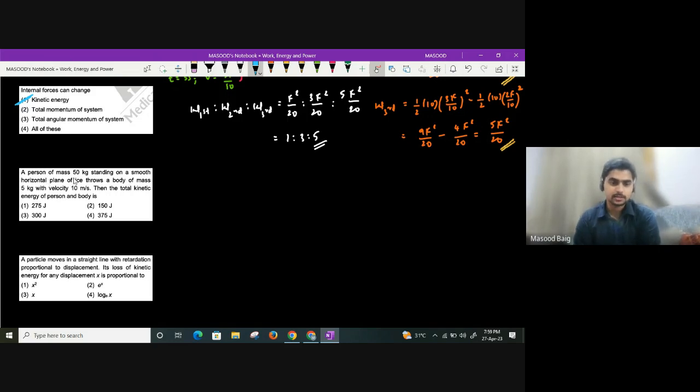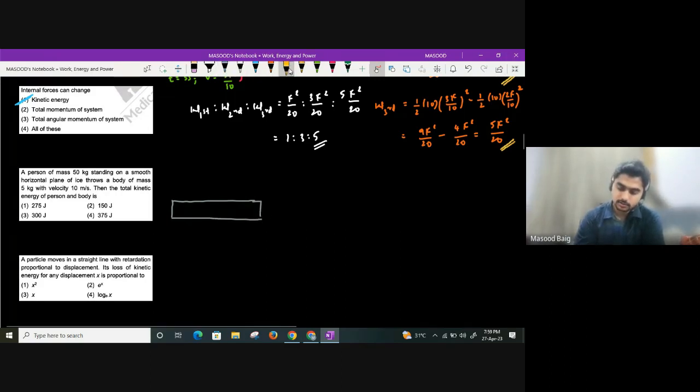A person of mass 50 kg standing on a smooth horizontal plane. So we have some ice, beta. It's a smooth surface. So initially you see the person is standing on it, and he has some body in his hand. So what is he doing now? Initially the person is just standing. So is there any momentum to the person? No. Is there any momentum to the body? No. So initial momentum is 0. This entirely is one system, guys.